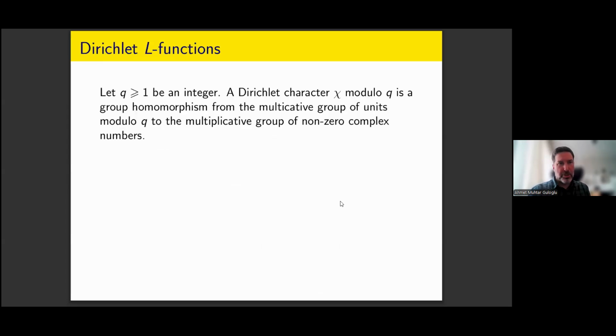Next, quickly, I want to mention the L functions. You fix an integer Q, and then you look at the units modulo Q. This becomes an abelian group. You look at the group homomorphisms into the non-zero complex numbers. These are the Dirichlet characters. This group of characters is isomorphic to the group of units itself, of course.